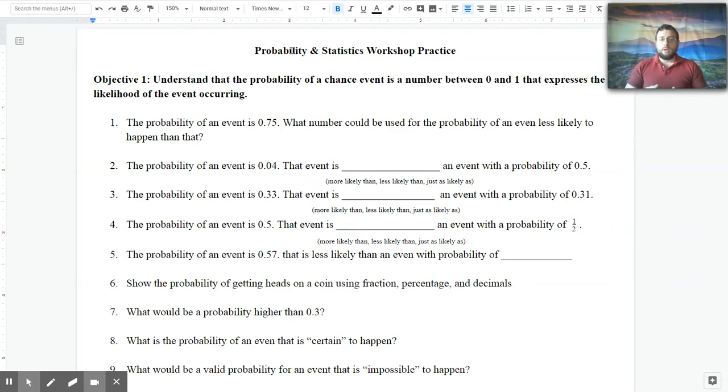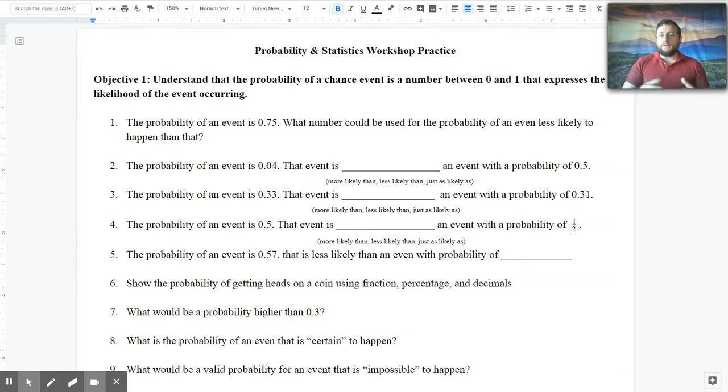All right, so let's start with the first practice problem here. The probability of an event is 0.75. So first of all, would you consider that impossible, unlikely, just even, very likely, or actually certain? So of course, that's going to be a likely event because it's a high probability, closer to 1.